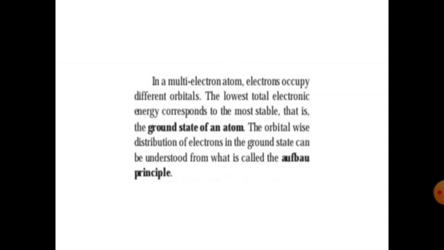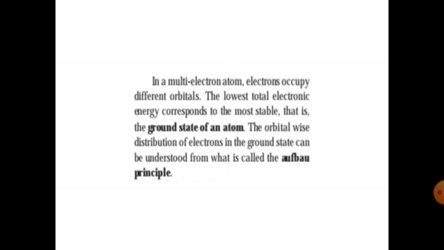In a multi-electron atom, electrons occupy different orbitals. If an atom has few electrons, suppose only 2 electrons, they occupy only one shell. In a multi-electron atom with more electrons, they occupy different shells, the s, p, d, f. The lowest total electronic energy corresponds to the most stable state, that is the ground state of an atom.